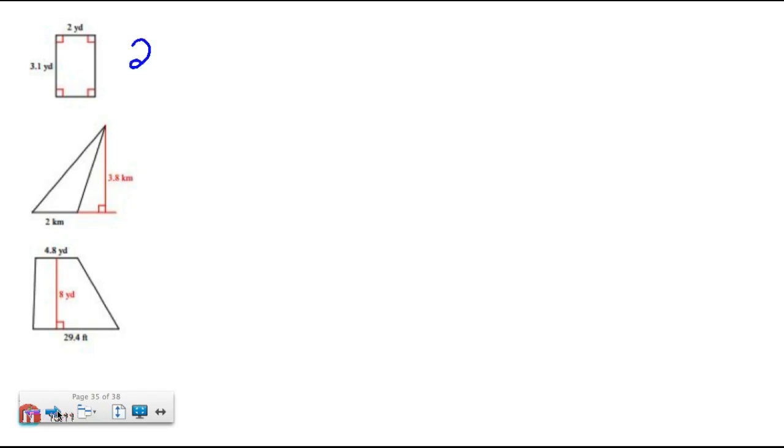Base times height, 2 times 3.1, 6.2. We always label area squared because it's yards times yards, or yards squared.